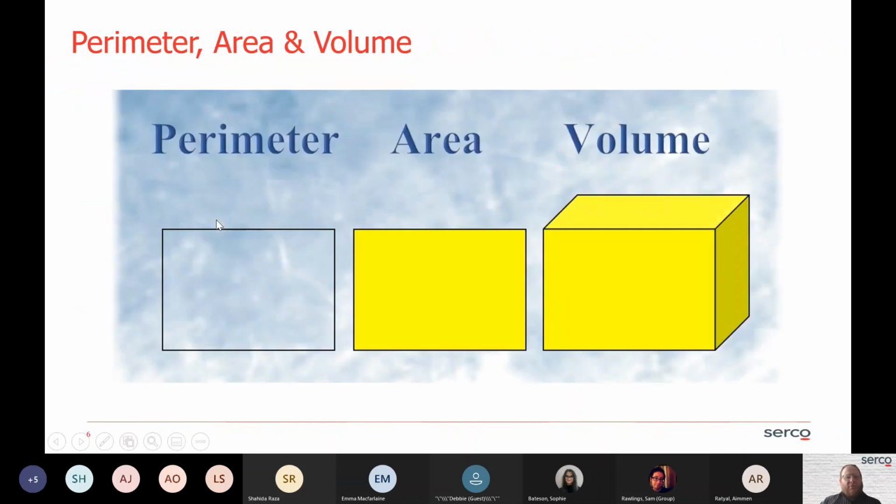So I mentioned perimeter and area, and we are going to look at volume a bit later, and they're sort of the key measurements in terms of shape and space. Sometimes we use the word capacity interchangeably with volume. I'll cover that a bit later. But perimeter and area are quite key things.